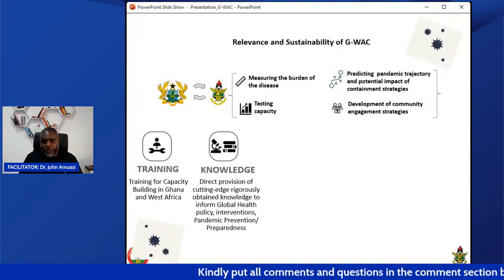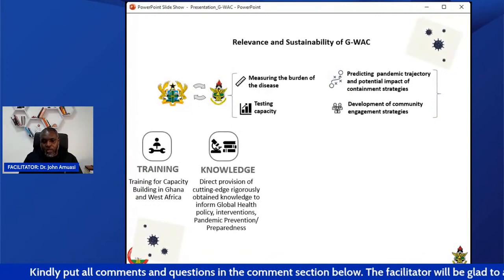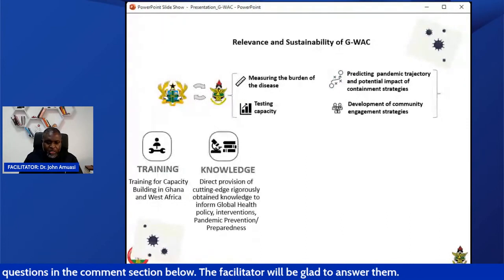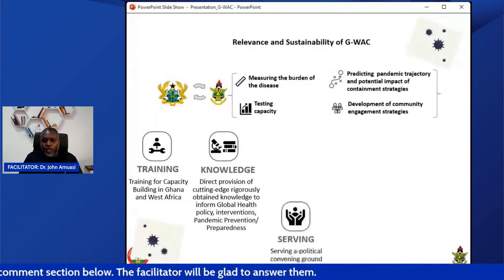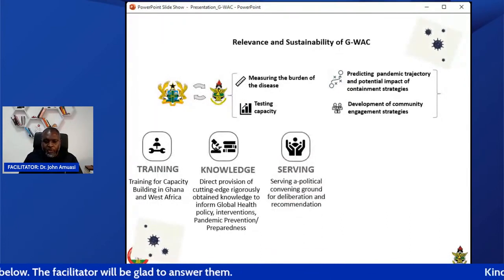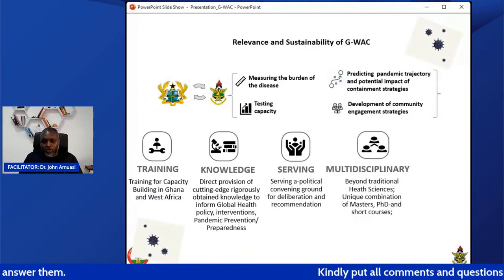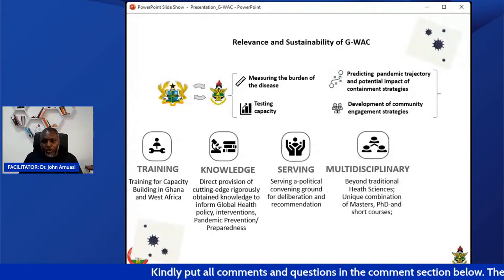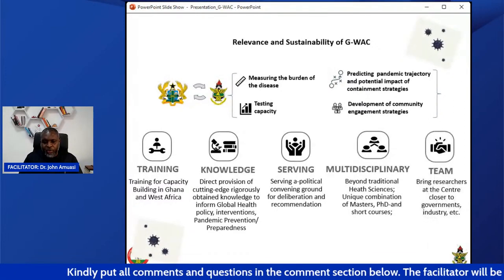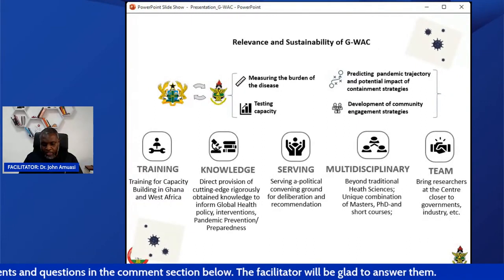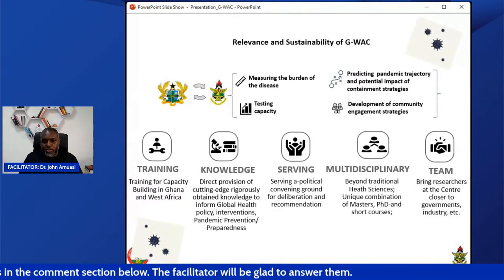early enough and to put in place measures, including therapeutics, to address not only clinical and health outcomes but pandemic risk is so critical. And so, again, we're focusing a lot on the training, the knowledge generation, but also a lot on the serving of the community and engaging with the communities at different levels. And this has been an integral part of the work that we have been doing as G-WAC.